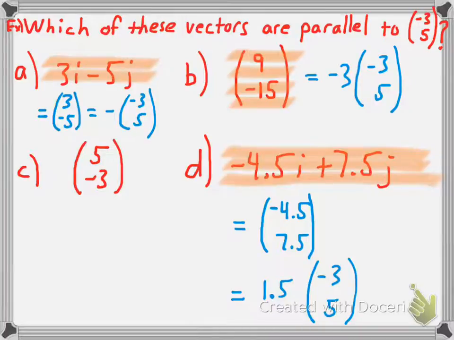Part C wasn't. Switching the horizontal and vertical components doesn't make two things parallel to one another. It doesn't make them opposite directions or anything. You're not going to find any number that you can multiply 5 by that gives you -3, that you can also multiply -3 by that would give you a 5. Just impossible. All right, so those are your parallel vectors.